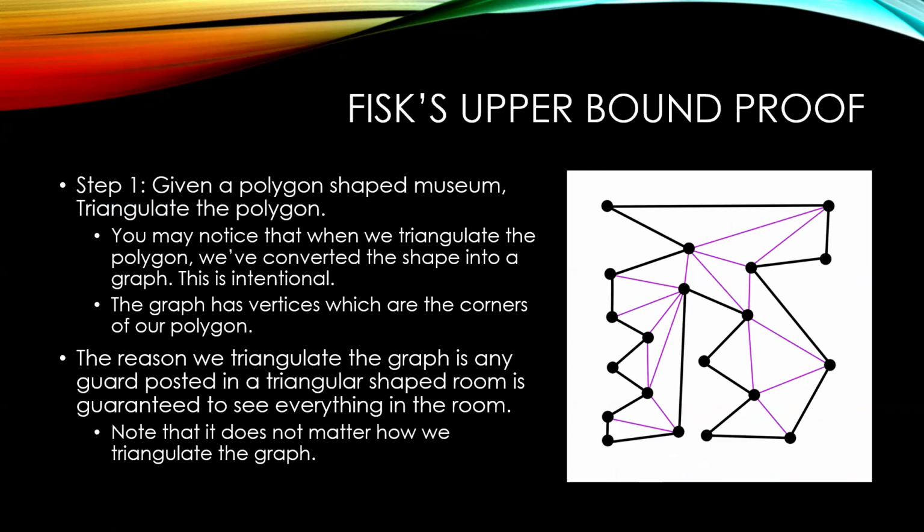To prove Fisk's upper bound, we're going to start with whatever shape the museum is, and we're going to triangulate it. And so here we have a triangulation. We've broken it into a number of different triangles. If you counted the number of walls and subtracted 2, you would get the number of triangles that we have here. The reason we triangulate the graph is any guard posted on a triangular shaped room is guaranteed to see everything in the room. And so if we have a guard anywhere within this triangle, including at the corners, they're guaranteed to see everything inside this triangle shaped room.